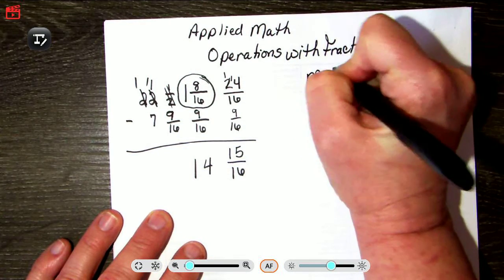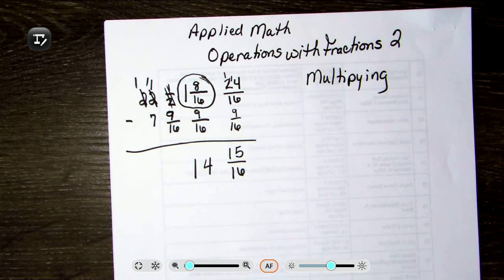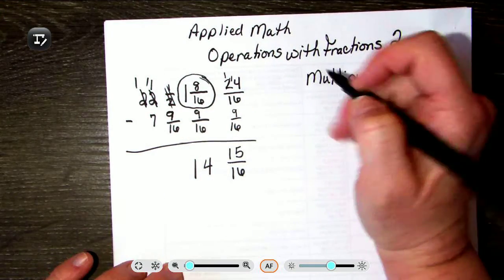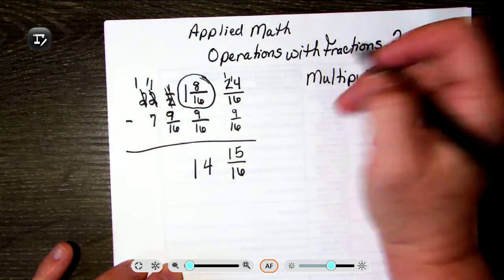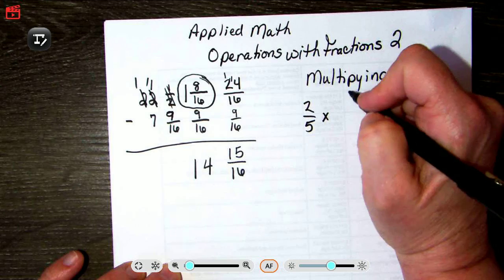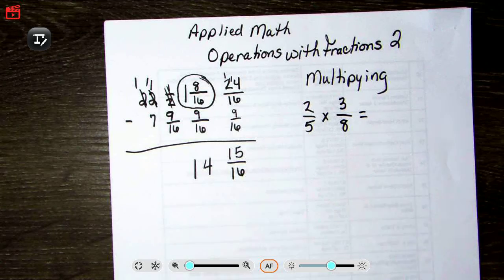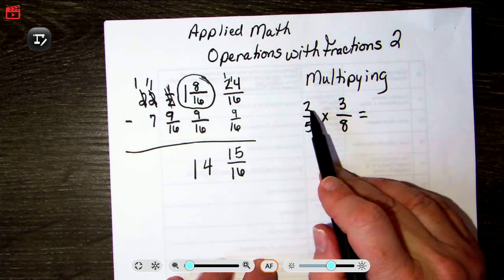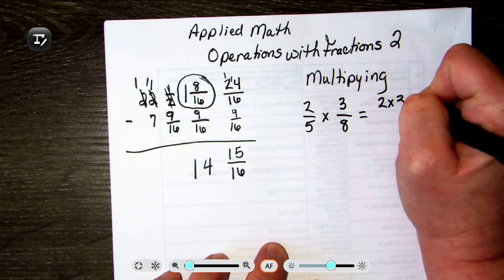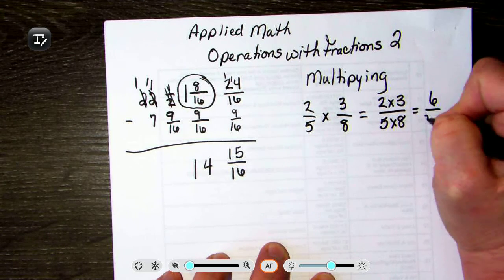Okay, multiplying fractions is actually easier than adding and subtracting. So is dividing too. I'd rather multiply and divide fractions any day of the week. So let's take 2/5 and we're going to multiply by 3/8. To multiply fractions, we will multiply across the top and multiply across the bottom. So we can take that 2 times 3 over that 5 times 8, and we get 6/40.